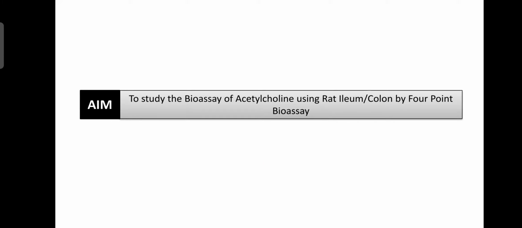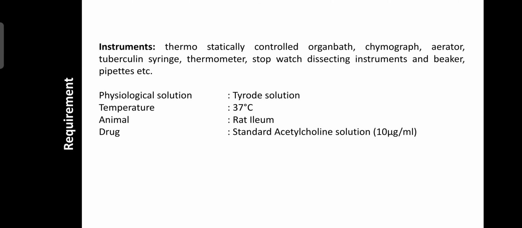The aim of this practical is to study the bioassay of acetylcholine using rat ileum or colon by the 4-point bioassay method. Instruments used here: thermostatically controlled organ bath, kymograph, aerator, tuberculin syringe, thermometer, stopwatch, dissection instruments, beaker, and pipettes, etc. Physiological salt solution is Tyrode solution, temperature 37 degrees centigrade, animal rat ileum, standard drug acetylcholine solution 10 microgram per ml, as well as test acetylcholine solution, whose concentration should be determined by this practical.